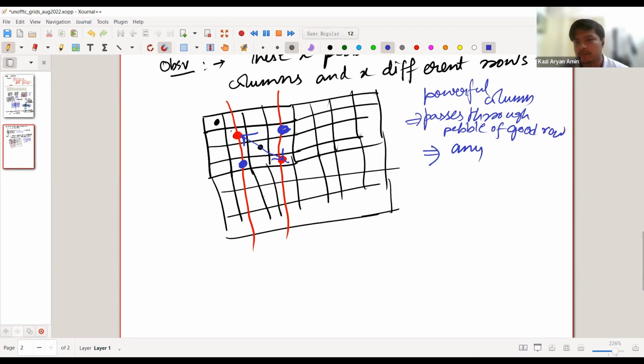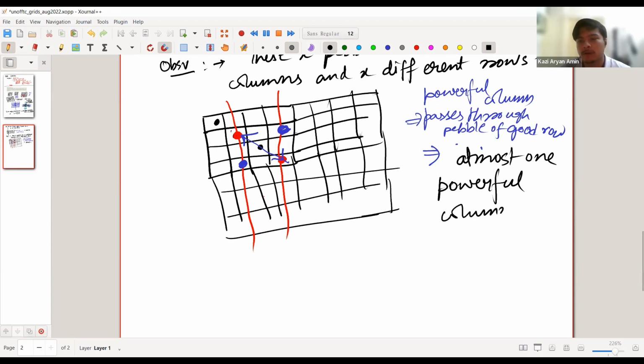And any powerful, okay, no, not any. So this way, at most one powerful column is good.